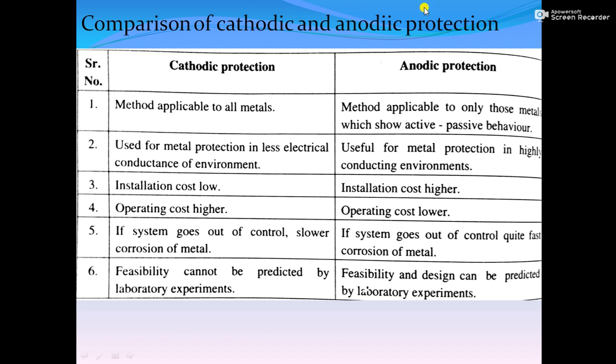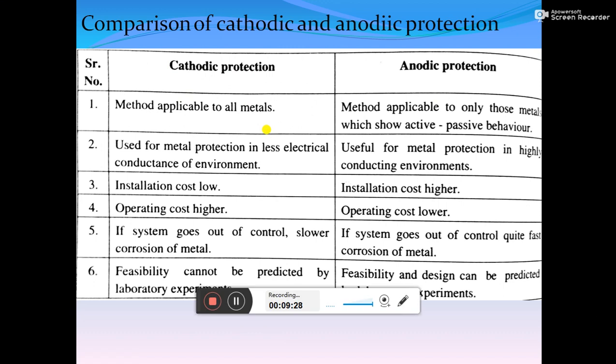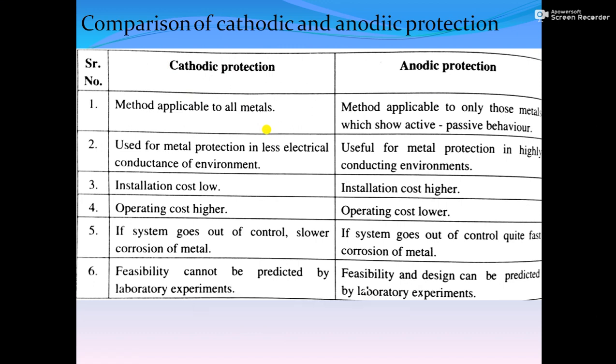Now this is the final comparison of cathodic and anodic protection. What is the difference between cathodic and anodic protection? Cathodic protection is applicable to all metals. Anodic is applicable only for metals which are passive in nature. Cathodic is used for metal protection in a less electrically conducting medium. Anodic is in a more conducting medium. Installation cost is low for cathodic; installation cost is high for anodic.